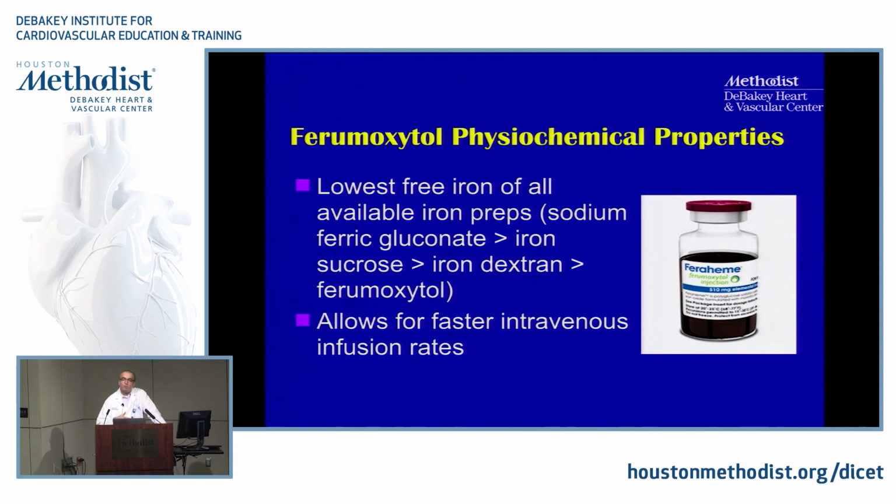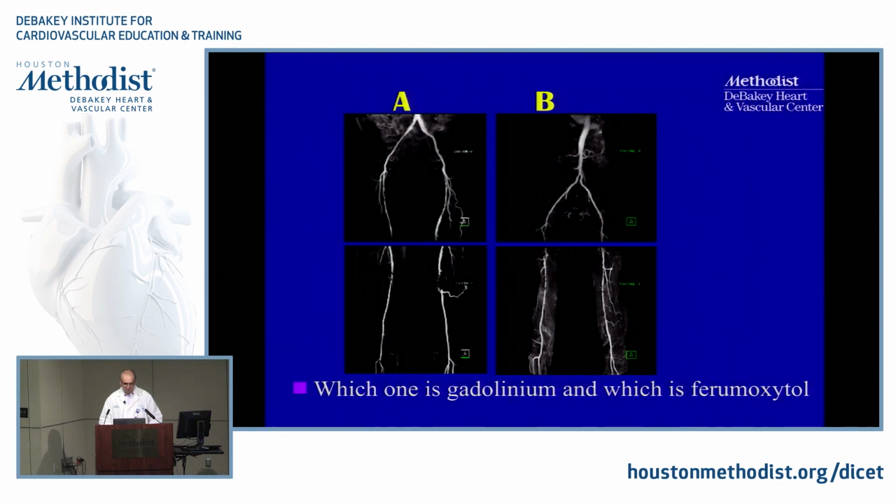In the past, most of the iron agents or iron preparations that were around had to be given as a very slow intravenous infusion because the amount of free iron was higher, and therefore there were issues with tolerability. And so, when this agent came to approval for, again, iron deficiency anemia treatment, we noticed it's also useful for vascular imaging, and we began using it as an intravenous contrast agent in patients needing vascular MRA. And if I show you two example cases here, one done with gadolinium and one done with ferumoxytol, I think we'd have a hard time identifying which is which.